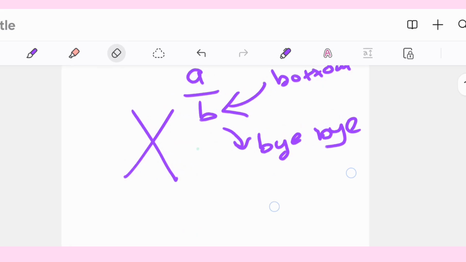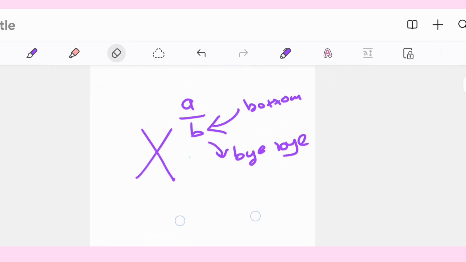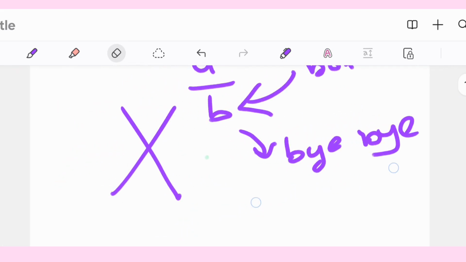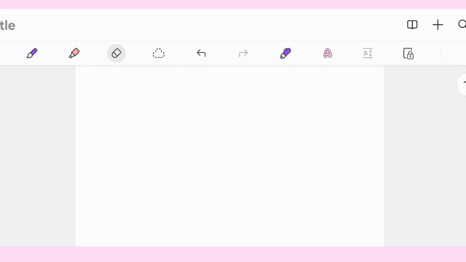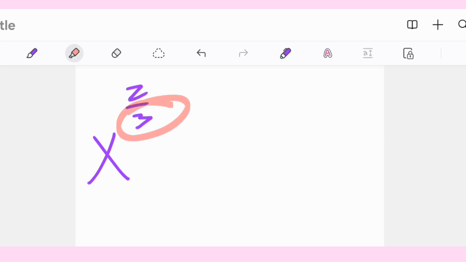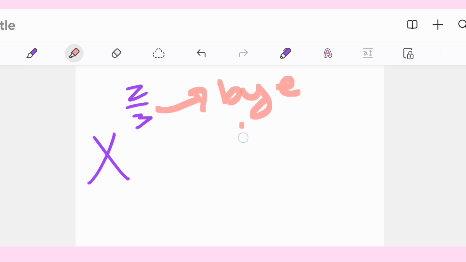Okay, now we're here. So my thought process, right? I'm going to keep this in mind. Whatever is on the bottom, we're going to say bye-bye to it. So let's say I'm given the exponent x to the power of 2/3. Now, this number right here, this 3, is on the bottom. So I'm going to say bye-bye to it.